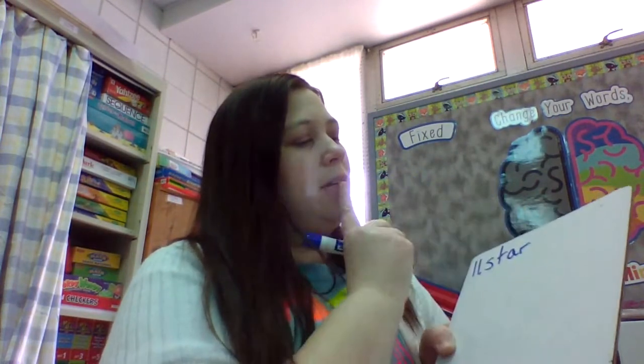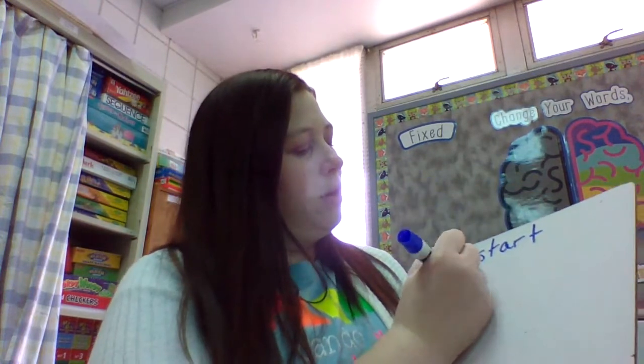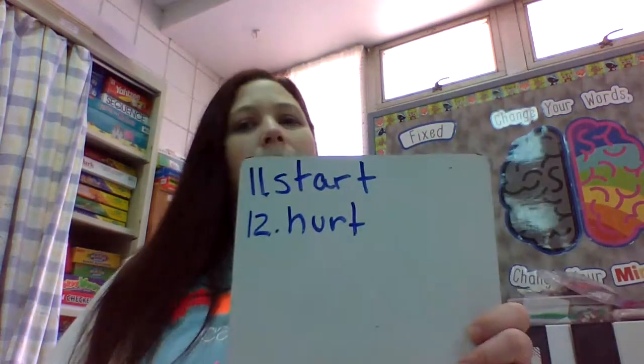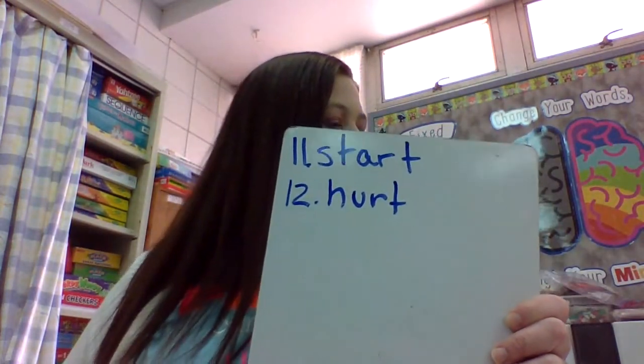All right, we're going to practice spelling a couple of words. The first word, number 11, that we're going to spell is start. So we have S, T, R, that combination AR, and then T again, start. Number 12, we're going to spell hurt. And then we have that combination sound, UR, T. All right, make sure you have those two written down.